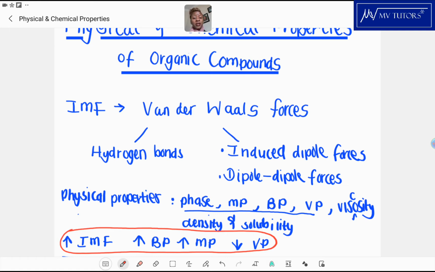The opposite applies. The lower your intermolecular forces, like the induced dipole forces and dipole forces, the lower your boiling point will be. It won't take that much to boil it. It won't even take that much to melt it, but your vapor pressure will be high. So let us look at what really affects your physical properties concerning your organic compounds.